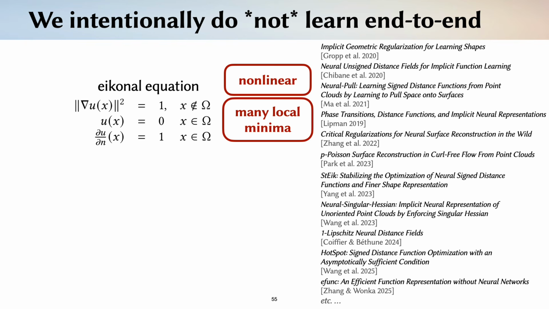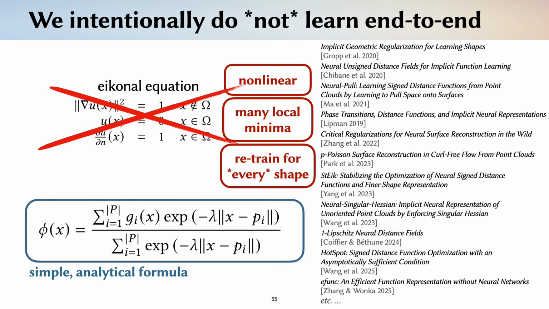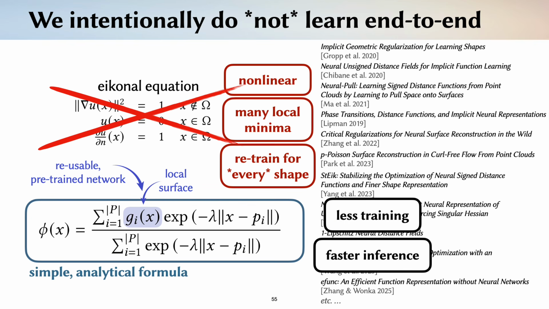A lot of neural implicit methods actually require you to train a new network for every shape. In contrast, we completely avoid these difficulties by using a simple analytical formula and use learning only for the one component with no easy solution. This network can be reused across problems, and the result is less training and much faster inference.